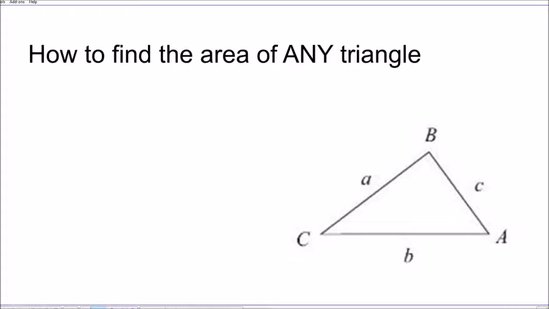Now with that understanding, let's return back to where we started. That was a little bit of a process. We had to think about where the height was. We then had to figure out how to find the height. We had to use SOHCAHTOA, which added more steps to our process. And then we had to plug it back into the area formula. What we're after now is an easier, quicker way.